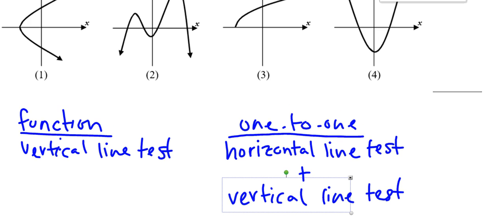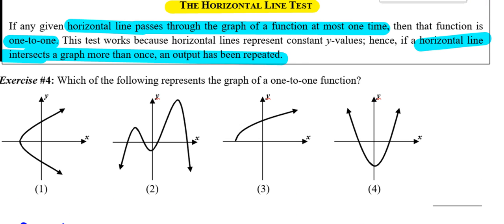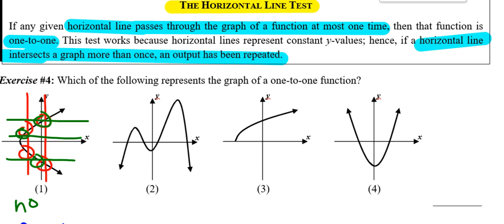So you might want to write that down somewhere in your notes. Exercise 4 says, which of the following represents the graph of a 1-to-1 function? Remember, 1-to-1 functions have to pass the horizontal line test and the vertical line test. So I'm going to look at this. First I'll do the vertical line test to narrow things down. This one didn't work out. However, if I do the horizontal line test in green, it does pass the horizontal line test. But because it doesn't pass both tests, it's a no-go. Can't use that one.